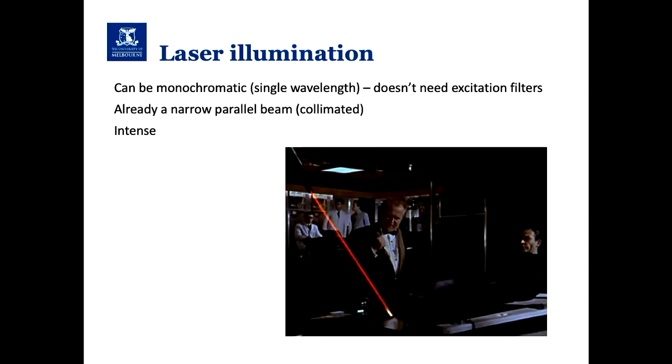Why do we use lasers? Well, firstly, they can be monochromatic, so a single wavelength, so we can get rid of the excitation filter. We no longer need that. The other key things are it's already a collimated beam, so a narrow parallel beam. I mentioned we're scanning that laser across our sample to build up an image. And we can get them at very high laser intensities as well, which means we can scan across quite quickly.